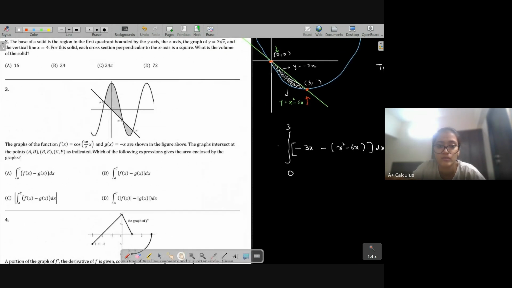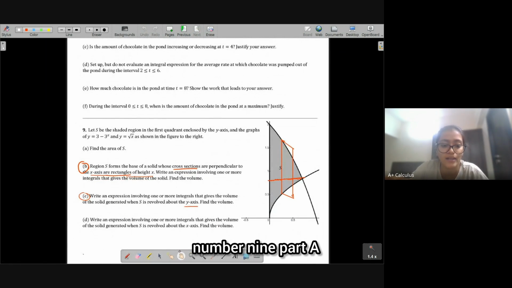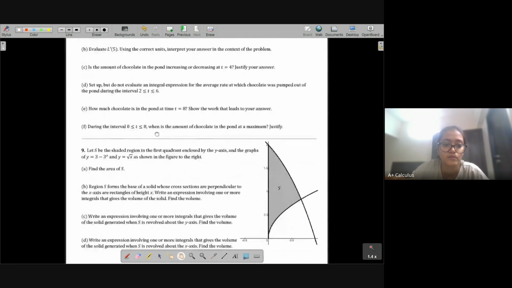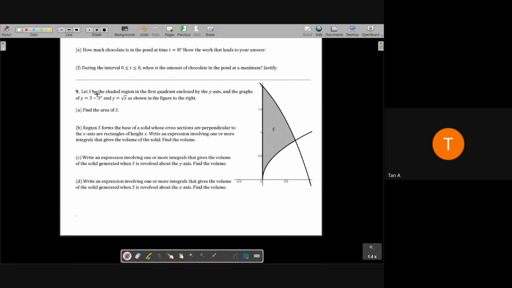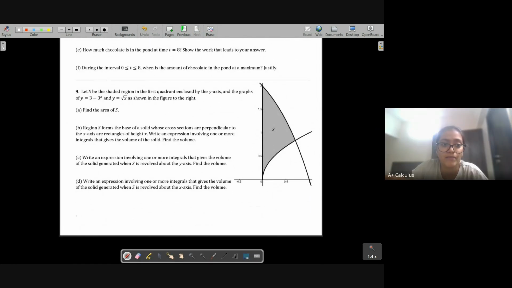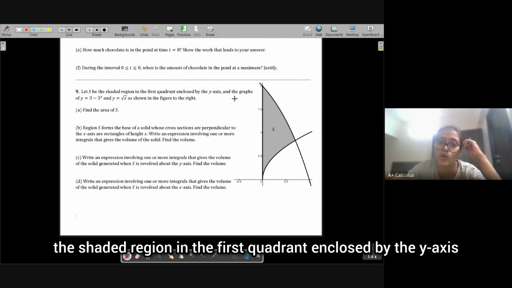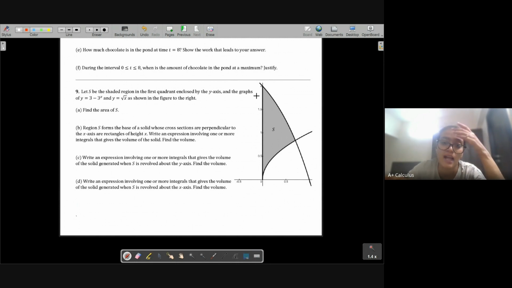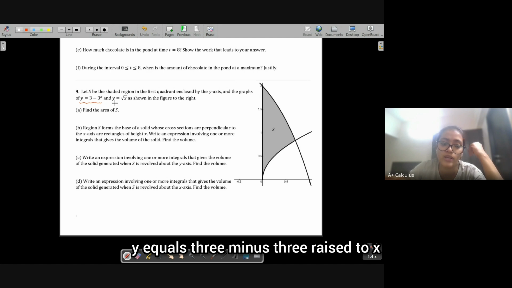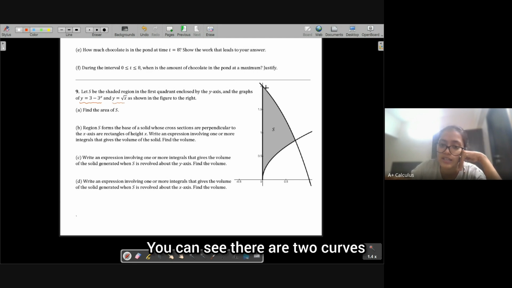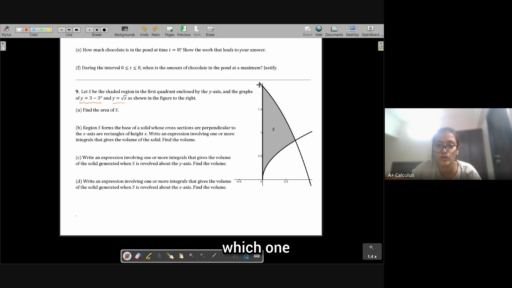Number 9, part A. So this time we have: let S be the shaded region in the first quadrant enclosed by the y-axis and the graphs of y equals 3 minus 3 raised to x and y equals square root of x. You can see there are two curves. Can you identify which curve is which one? So you have two equations, square root of x and 3 minus 3 raised to x.